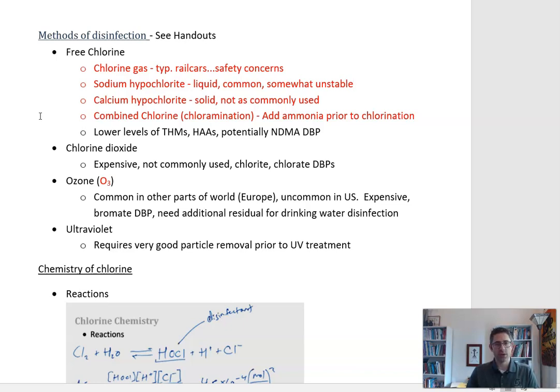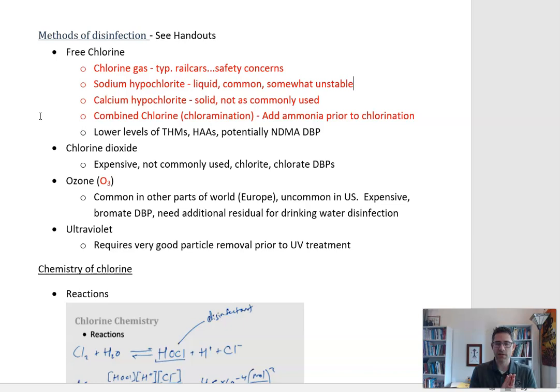Ozone, which is O3, is commonly used in other parts of the world, especially Europe. Ozone systems do not take up very much space. The ozone is generated on site. But it is fairly expensive, takes a lot of electricity to do. Also, if they're not commonly used, you might not have specialists around who know how to use ozone.